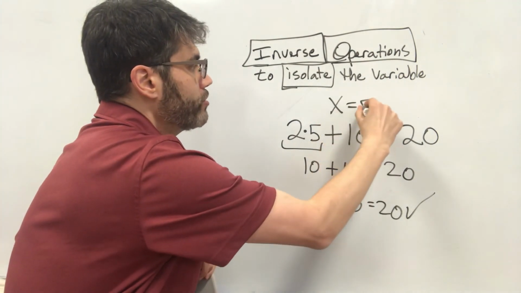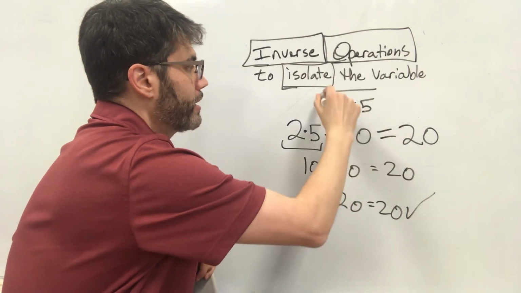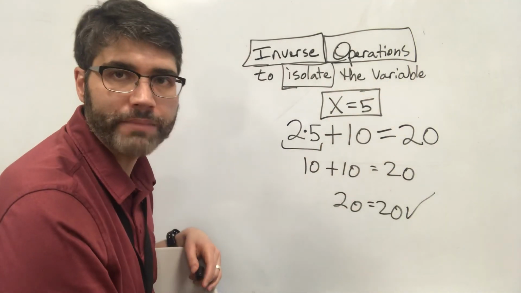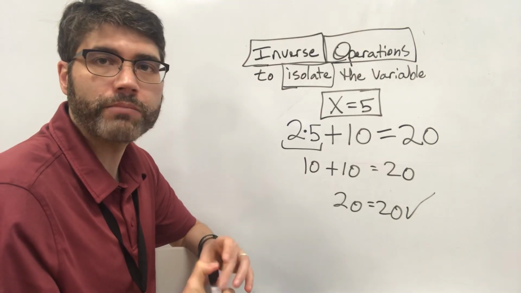And when you solve it, you say x equals a number, and then you put a box or a circle around it. Okay, so I'll give you some problems to practice now.